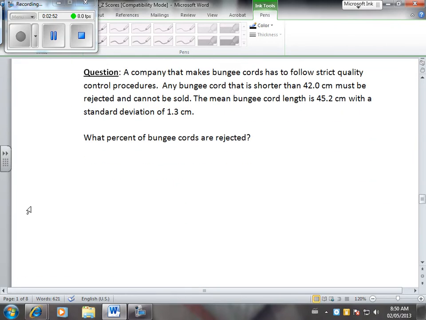A company that makes bungee cords has to follow strict quality control procedures, of course, because we don't want a bungee cord to break on us. A bungee cord that is shorter than 42 centimeters must be rejected and cannot be sold. The mean bungee cord length is 45.2 centimeters with a standard deviation of 1.3 centimeters. So this tells us that our mean is 45.2 centimeters, and our standard deviation is 1.3 centimeters.